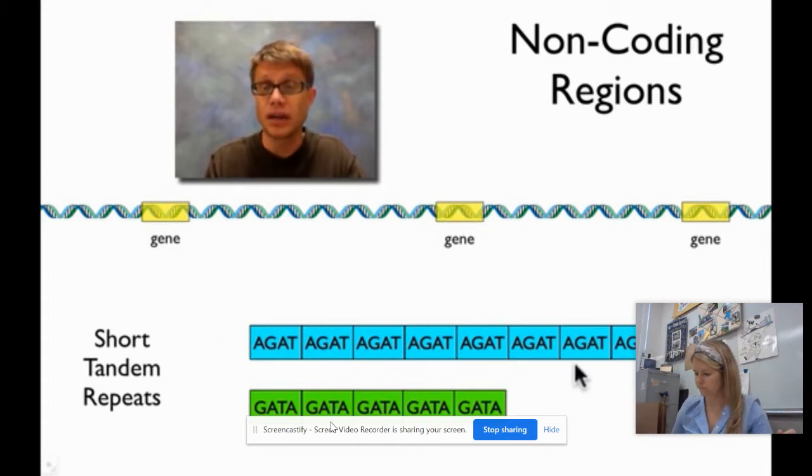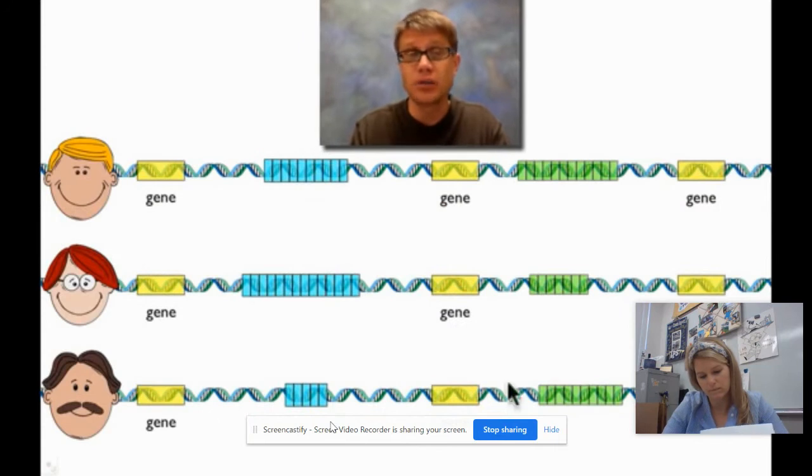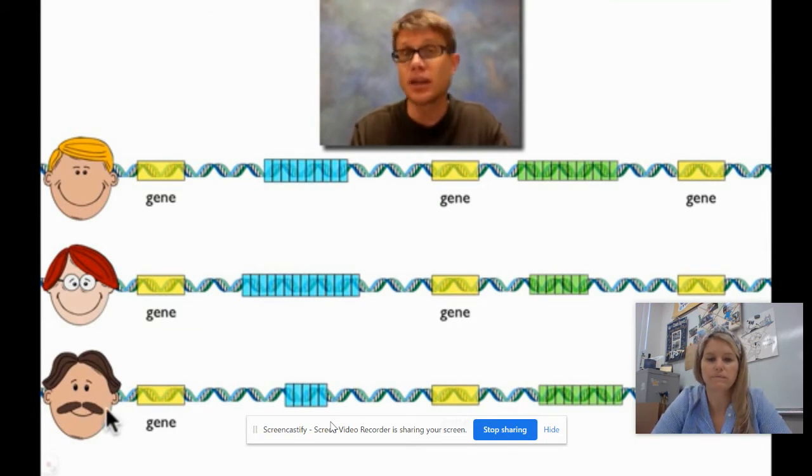You basically have letters of DNA that repeat over and over. Sometimes, 50 times it repeats. And so what does that look like? Well, if we have these three individuals, we'll call this Mr. Blonde, Mrs. Red, and then Mr. Mustache. If we look at these three people, their genes are going to be the same, but these STRs, these single or short tandem repeats, are going to be different.